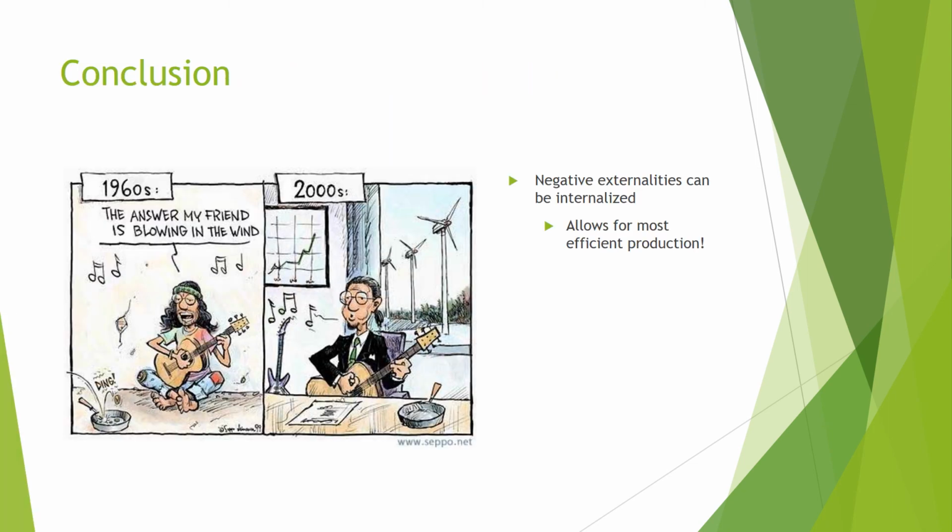To balance the positive and negative externalities, we need to be conscious of all parties involved and reach a mutually beneficial solution. With these safeguards in place, negative wind externalities can be internalized to allow the most efficient production of wind power. The answer for the future of energy creation, my friend, is blowing in the wind.